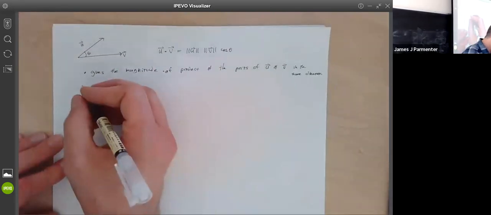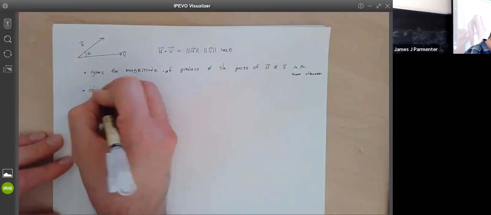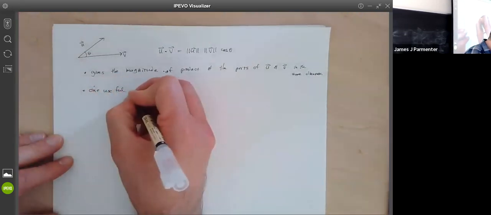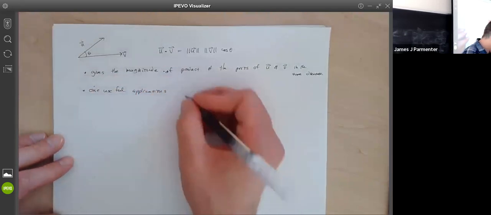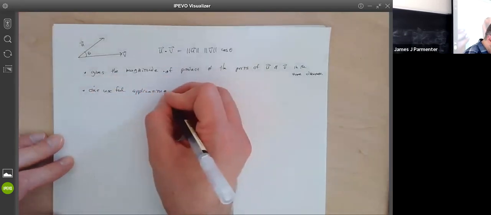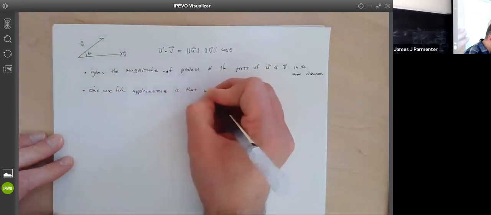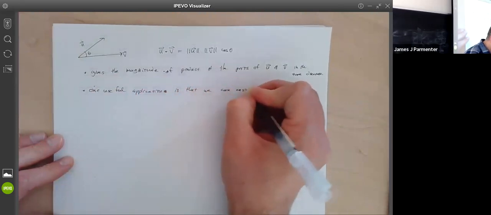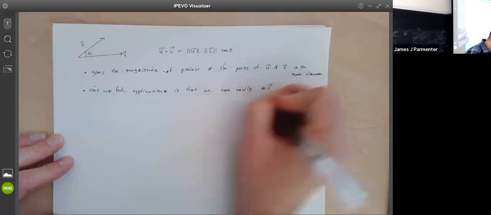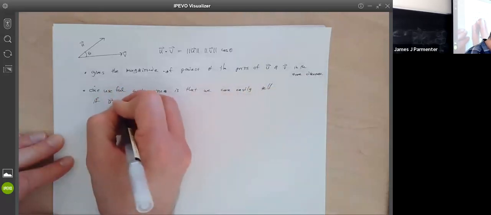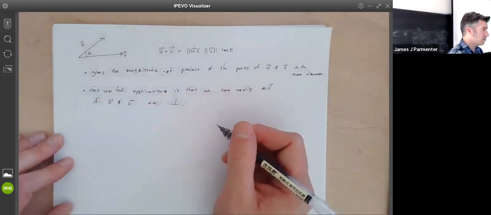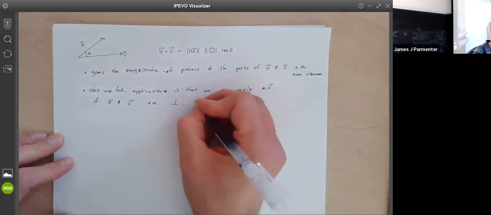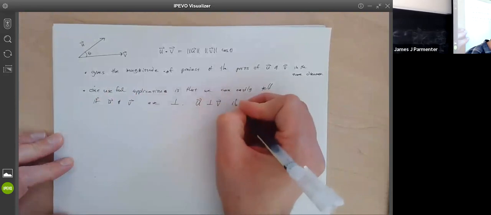What's interesting is one useful application is it makes it really easy to tell if vectors are perpendicular or not. We can easily tell if u and v are perpendicular if their dot product is 0. So u is perpendicular to v if and only if u dot v is 0.